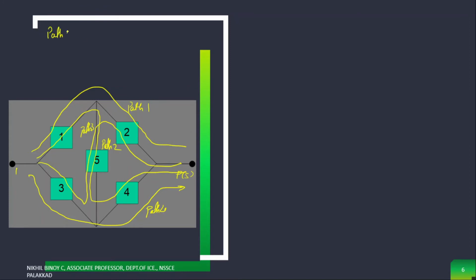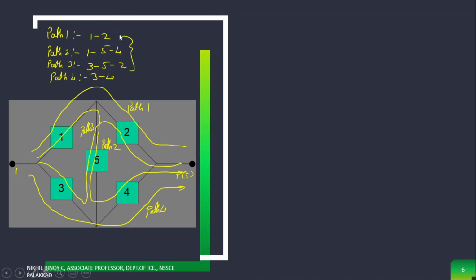Path 1 is elements 1, 2, the series configuration of elements 1, 2. Path 2 is the elements 1, 5, 4. Path 3 is elements 3, 5, 2. And path 4 is elements 3, 4. So the system will survive if any one of these paths survives.